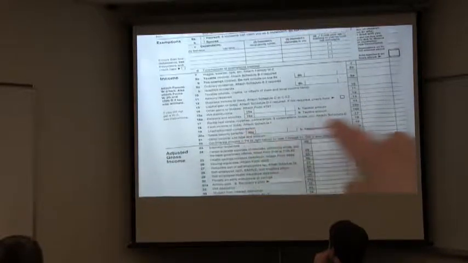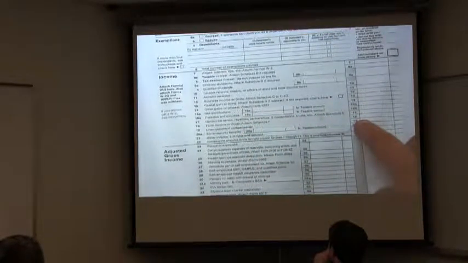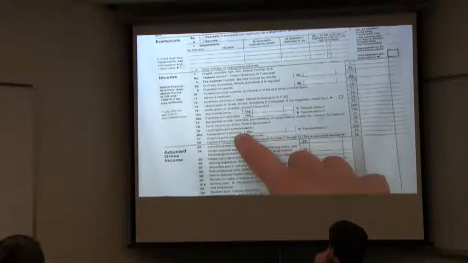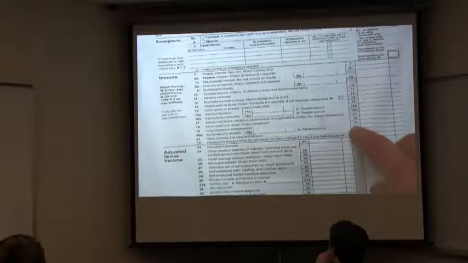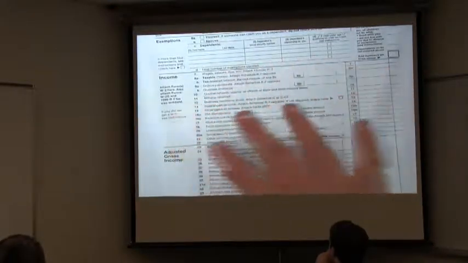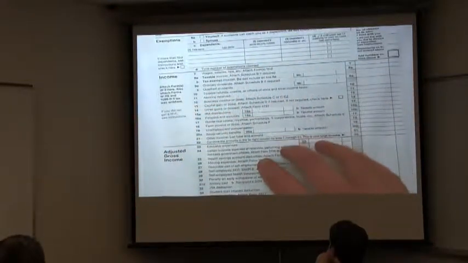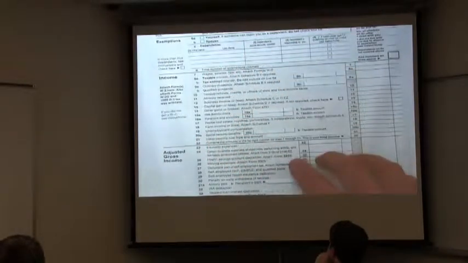Unemployment compensation, right here, line 19. Social Security benefits, we also talked about that. Here's the taxable piece right here. So as you can see, a lot of the things that we have been talking about, this is where they will show up on your 1040.